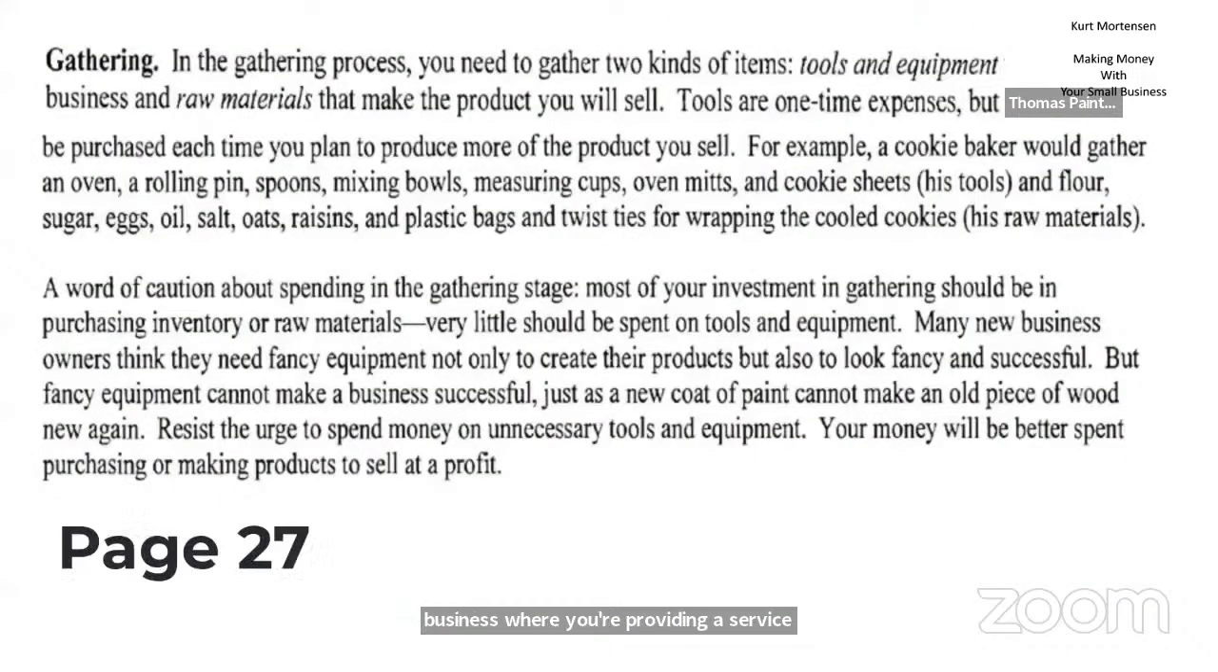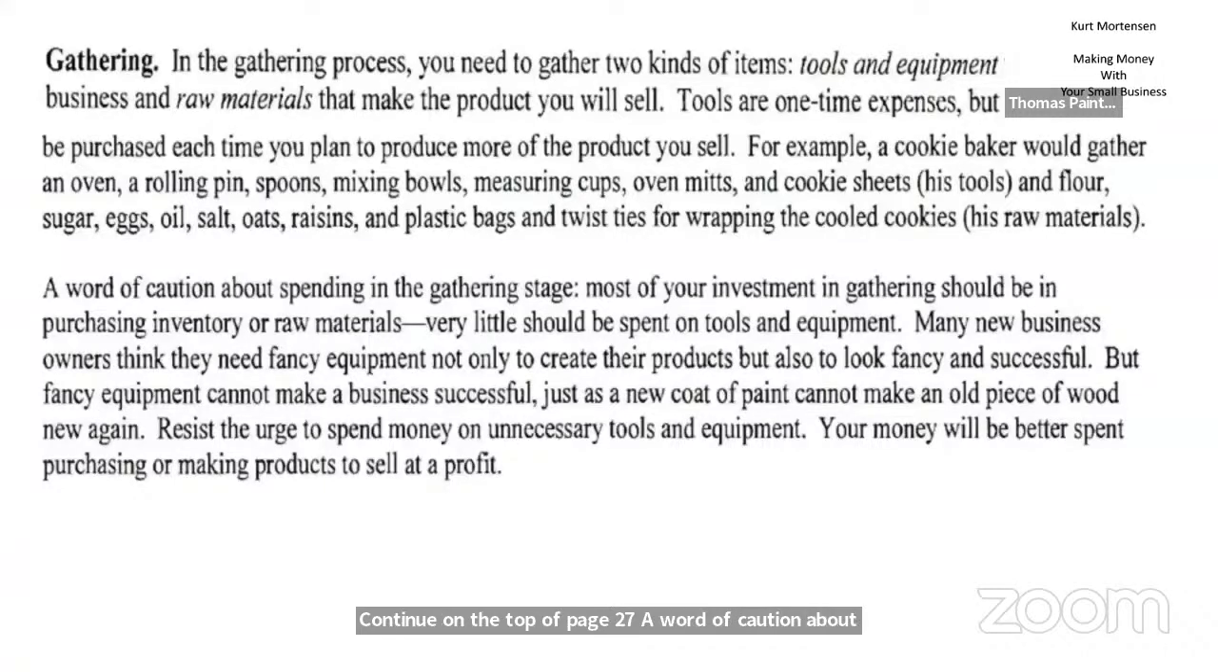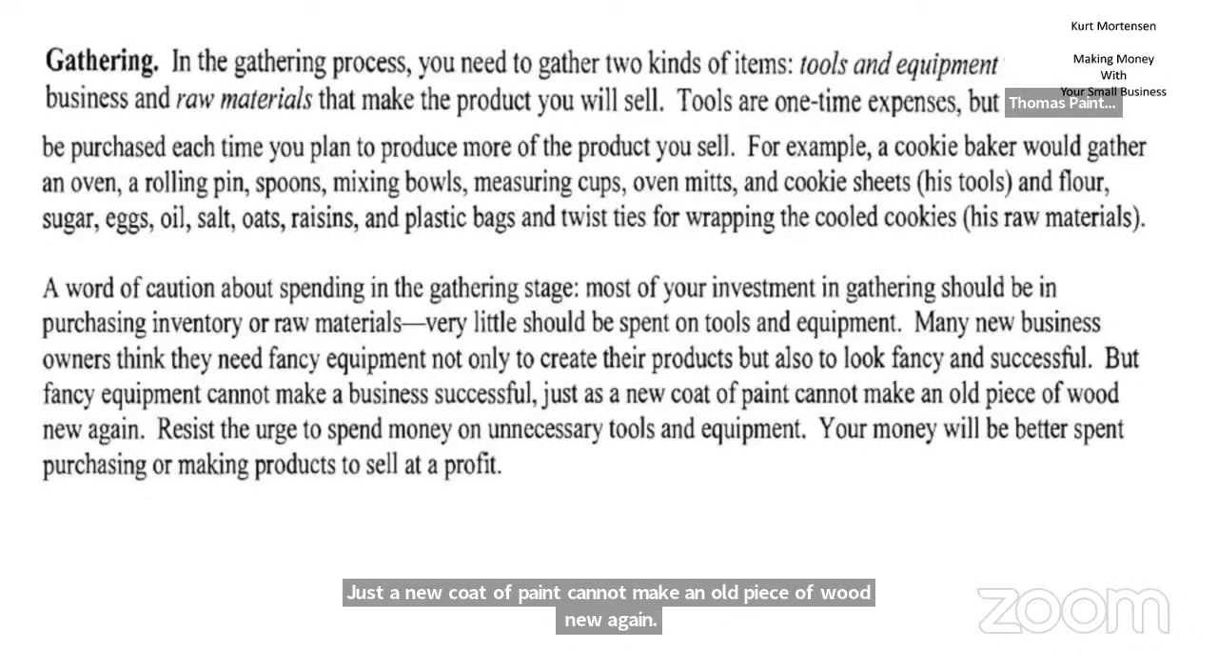Continuing on the top of page 27, a word of caution about spending in the gathering stage. Most of your investment in the gathering should be in purchasing inventory, raw materials. Very little should be spent on tools and equipment. Many new business owners think they need fancy equipment not only to create their products but also to look fancy and successful. But fancy equipment cannot make a business successful, just as a new coat of paint cannot make an old piece of wood new again. Resist the urge to spend money on unnecessary tools and equipment.